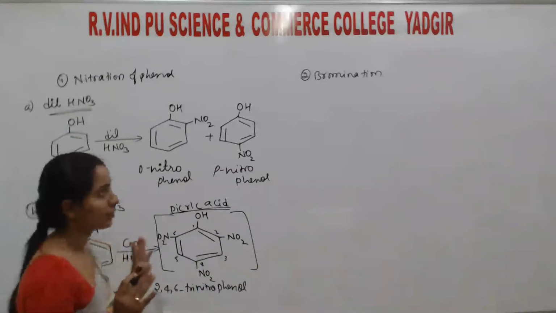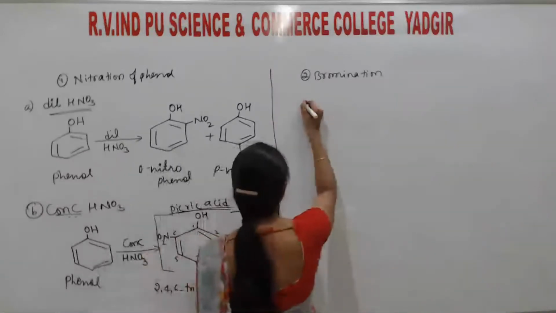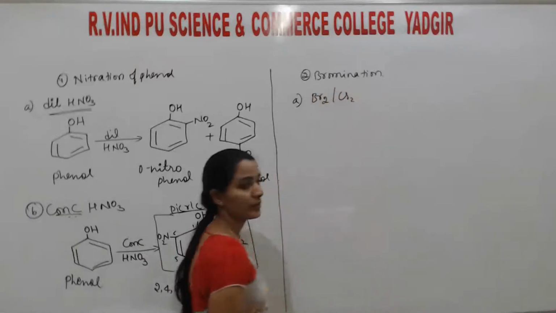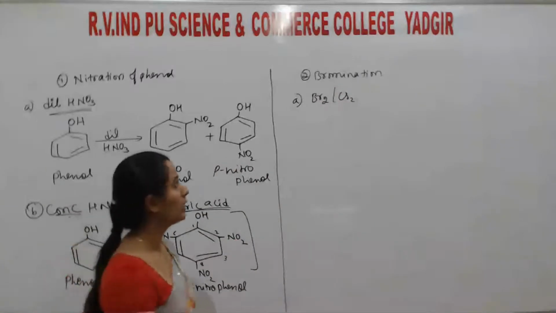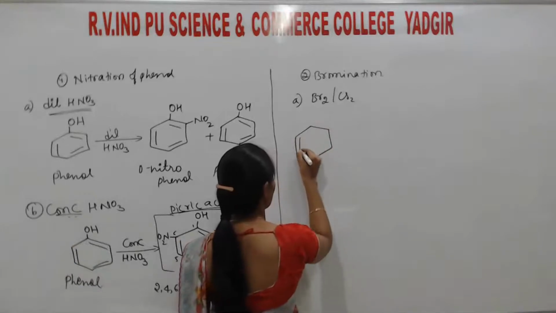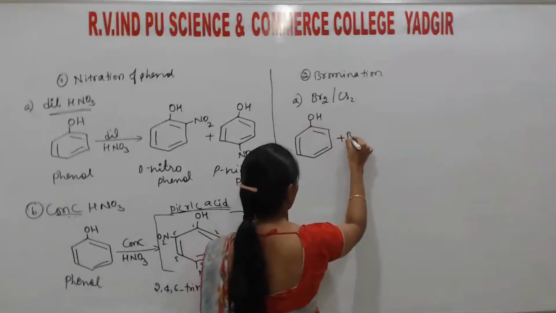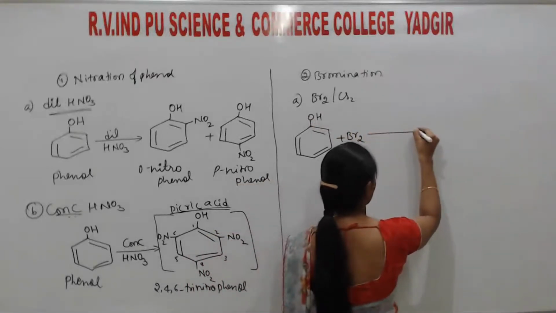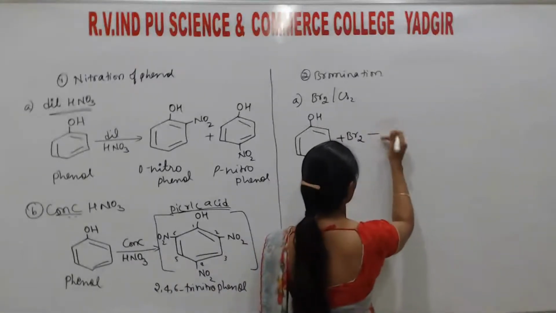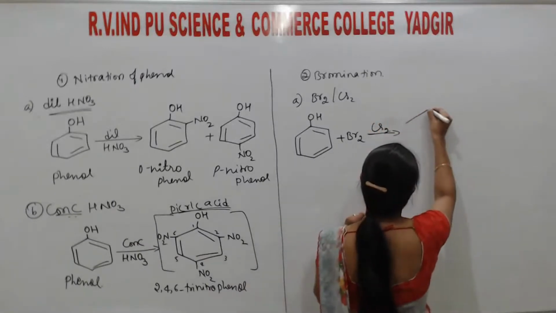Same thing happens in bromination. How? Listen. Initially, bromine in carbon disulfide. Understood? Bromine in carbon disulfide. Just consider phenol, OH. Here Br2 is there. Okay. So here CS2 is the solvent used here. Carbon disulfide.